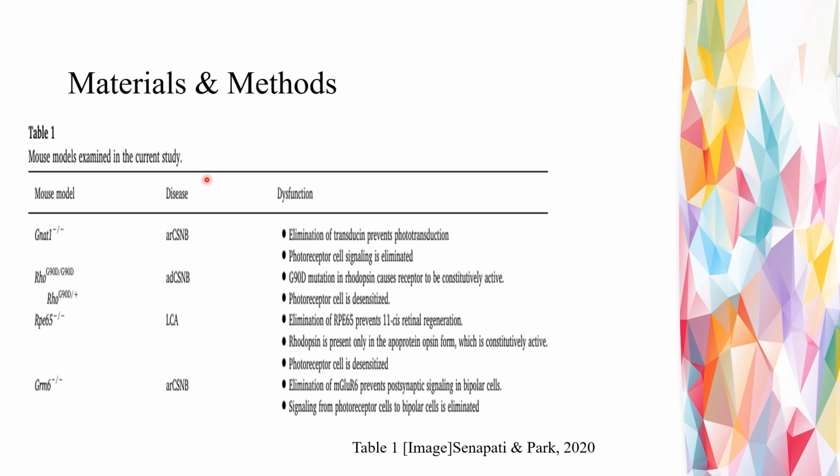Let's take a look at our table. Here on our table, we have our mouse models, 4 on this particular model, and there are 4 diseases. Those diseases are ARCSNB, which is autosomal recessive CSNB, AD, which is autosomal dominant, and LCA, which is Leber congenital amaurosis.